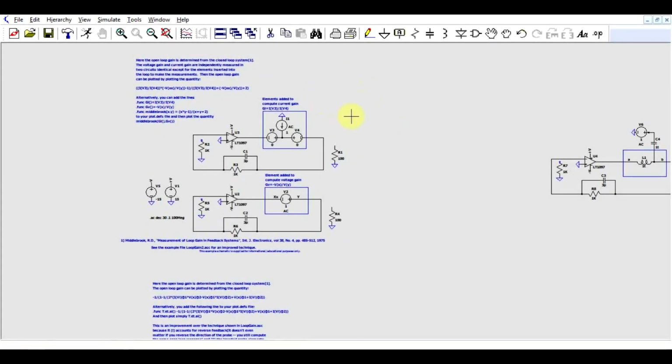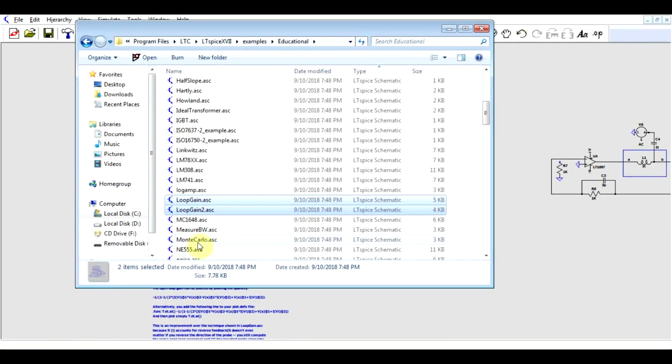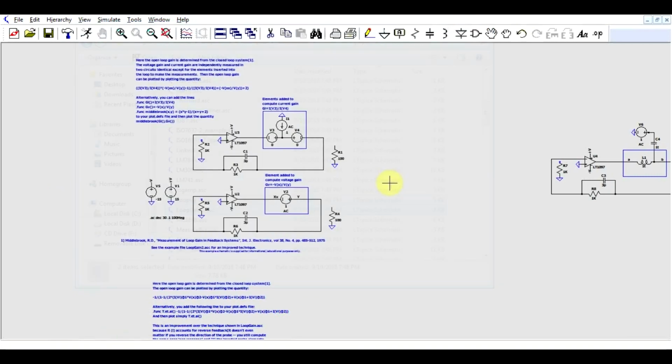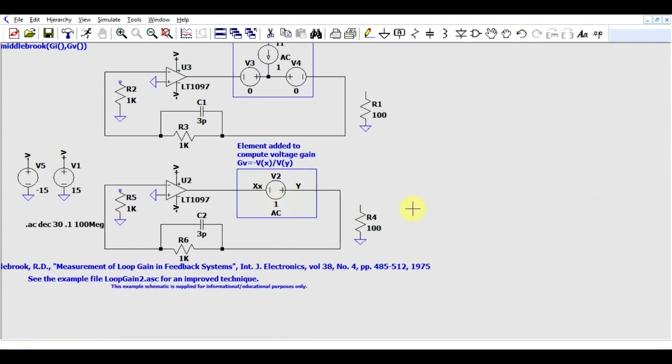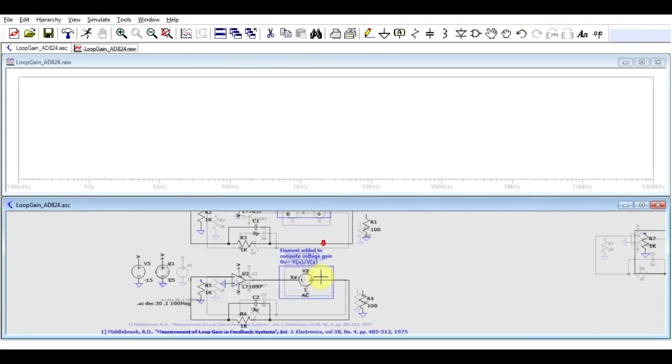So how do you analyze a closed loop system? Well, LTspice gives us a few examples in the examples folder. So loop gain and loop gain 2. Let's look a bit at these. Now one way of performing this analysis is to simply look at the voltage gain. So you interrupt your feedback loop, add in your AC voltage source, and then simply plot out the ratio of the two voltages. So let's see what happens if we do this.